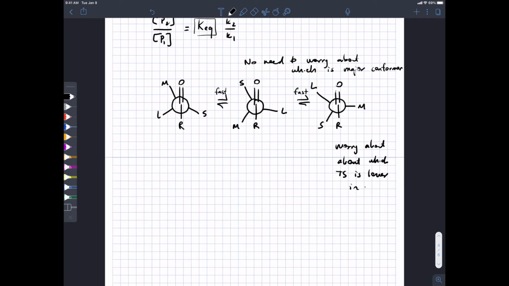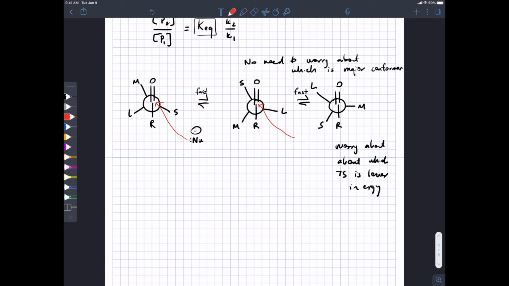is lower in energy. So we could imagine a nucleophile coming in, and remember that attack of sp2 hybridized carbons at carbonyls typically happens from this angle. We'll maybe learn about that later. It's called the Bürgi-Dunitz angle. So you have to consider the approach and which pathway is better for a nucleophile to approach. Is it better to approach via the small group, the large group, or the medium group? And then this reaction is irreversible. So we only need to worry about which transition state is lower in energy.